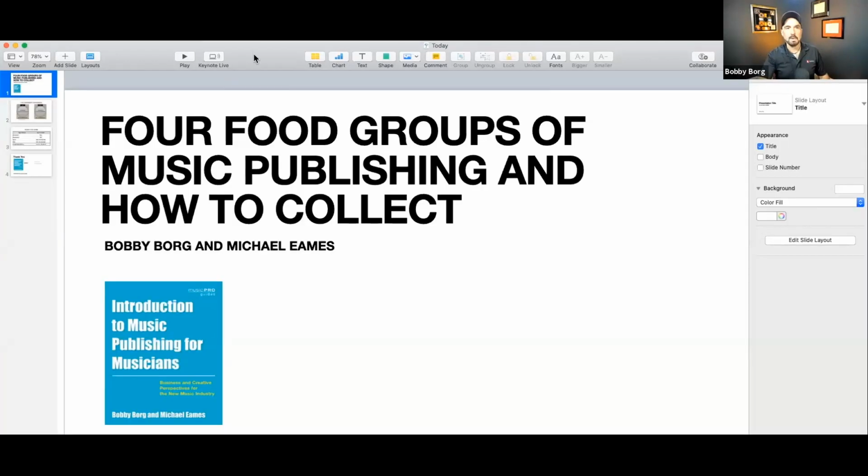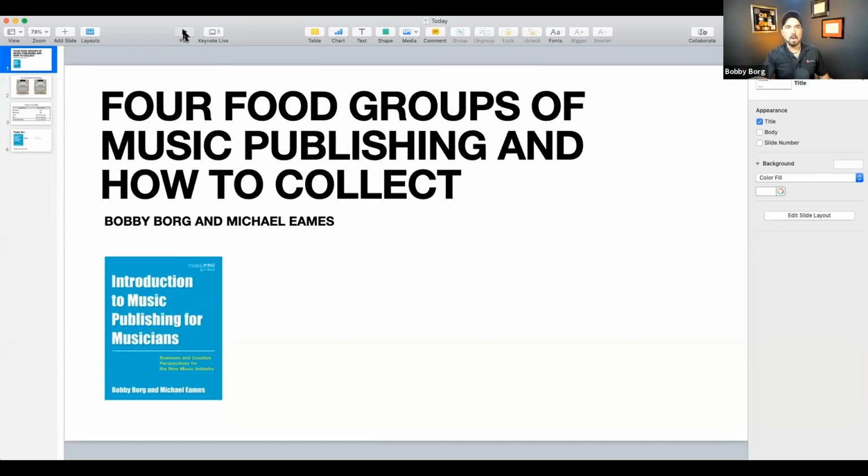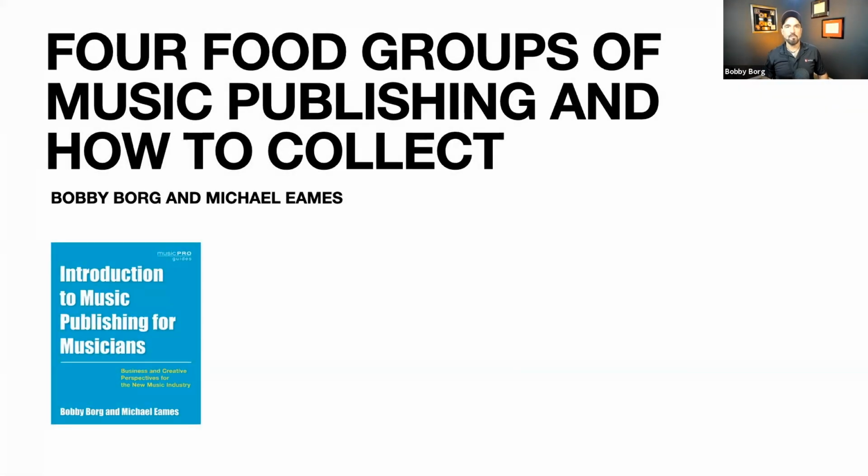Alright, you guys. So basically, the purpose of the seminar today, as we pointed out, let me go ahead and get the screen up so you guys can see the title. But what we're going to be talking about, everybody should be able to see this right now. What we're talking about today is the 4 food groups of music publishing and how to collect.